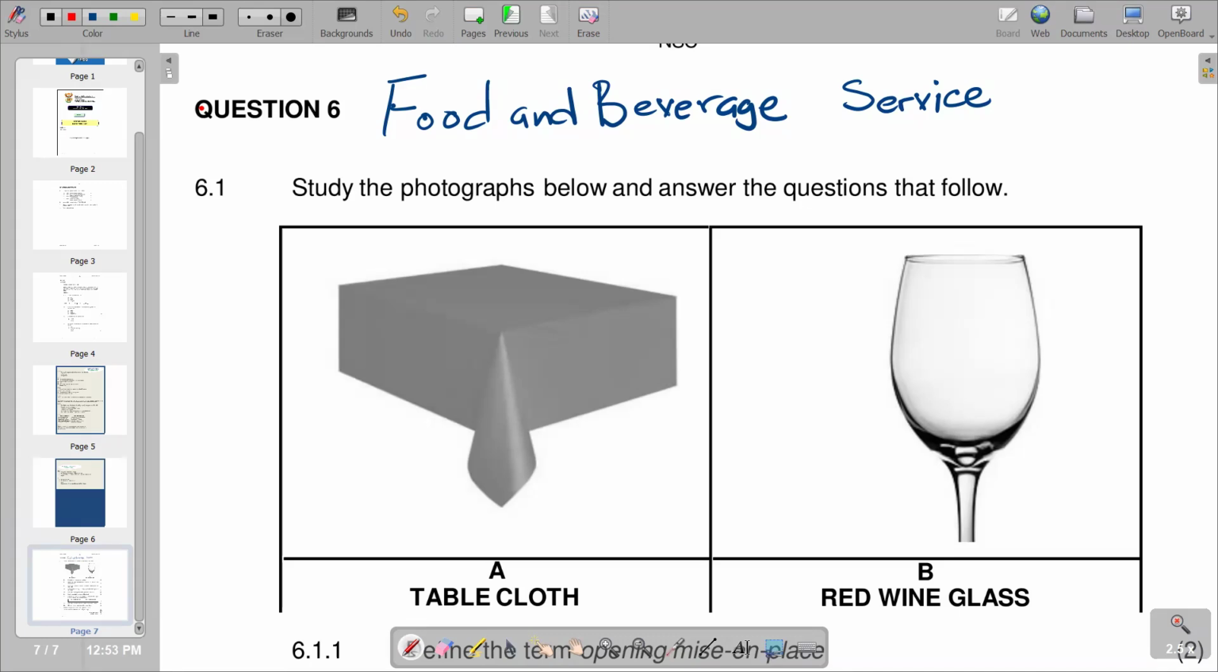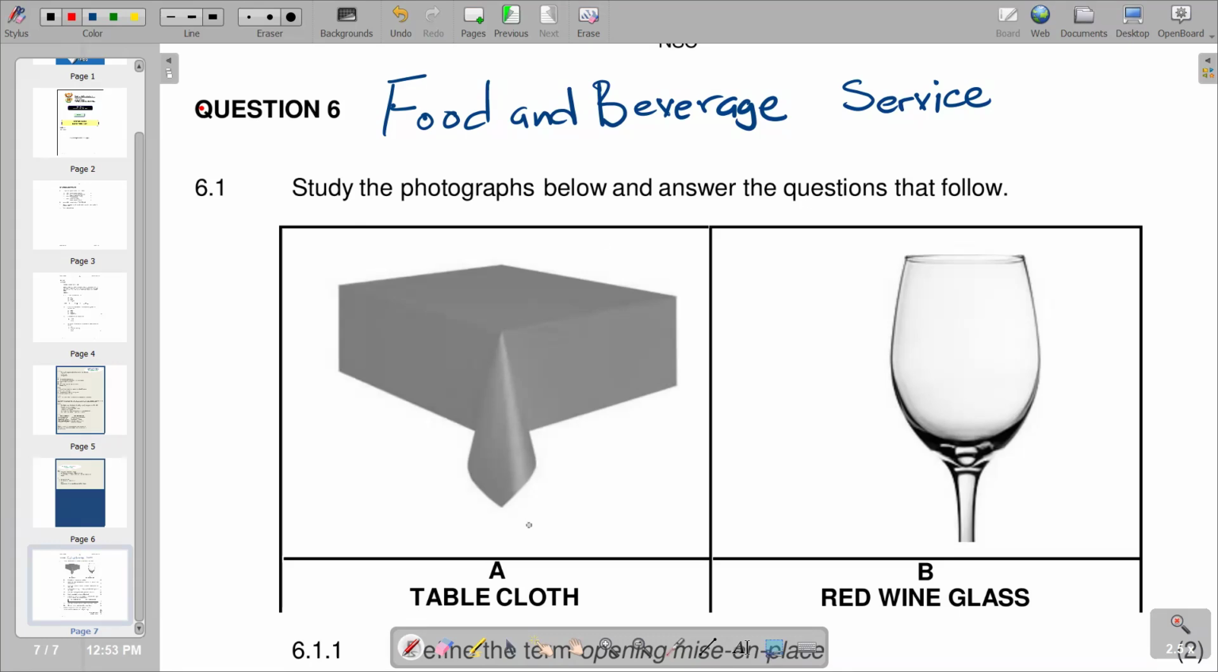In this video, we want to look at a question on food and beverage service. So we are going to look at a typical examination question. That is question 6 on that question paper. So our question reads as studied. The photographs are below and answer the questions that follow.